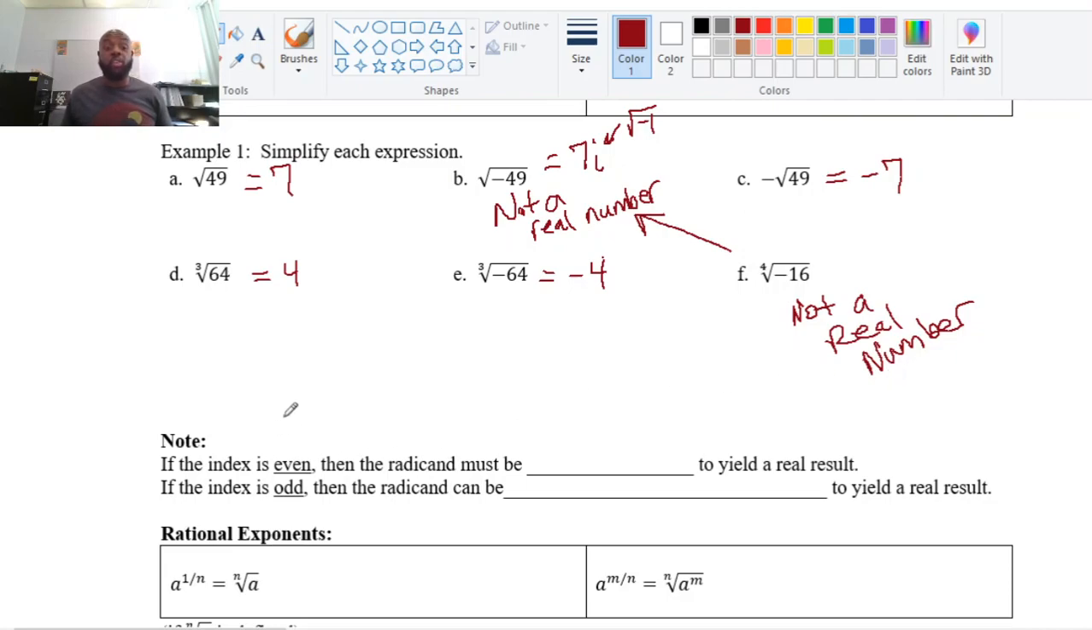And so one of the things that you want to remember is that if the index is even, then the radicand must be positive. So the number that's under the radical must be positive to yield a real result. And if the index is odd, then the radicand really can be positive or negative to yield a real result.